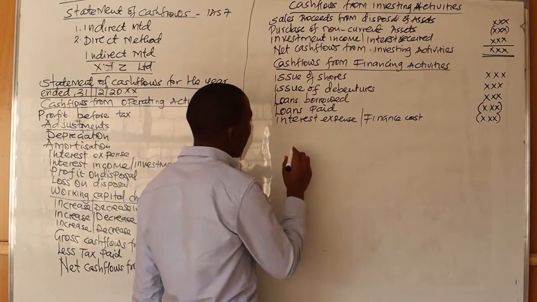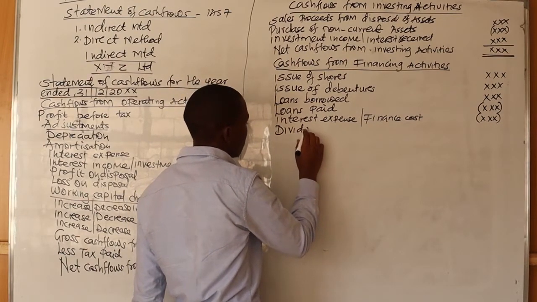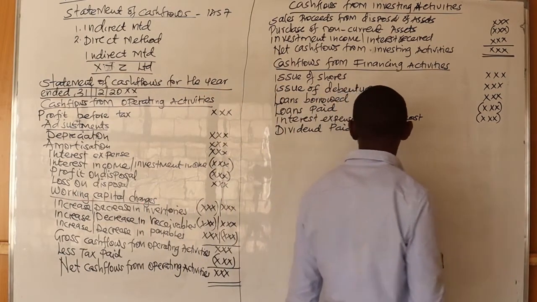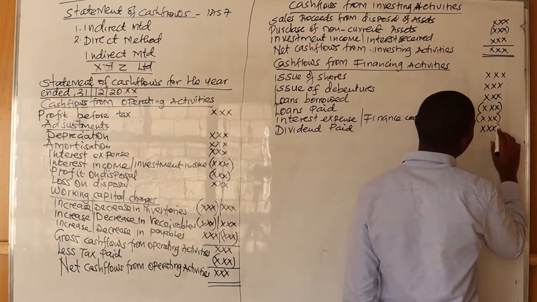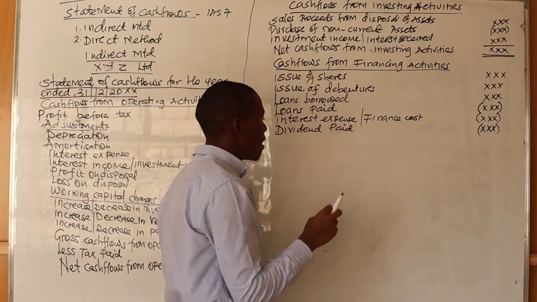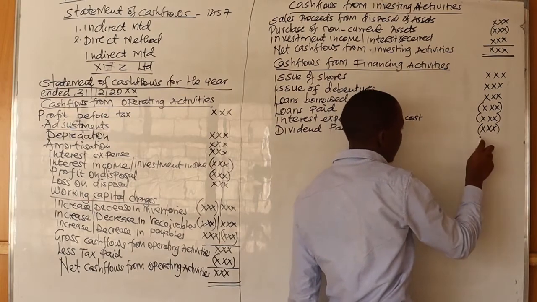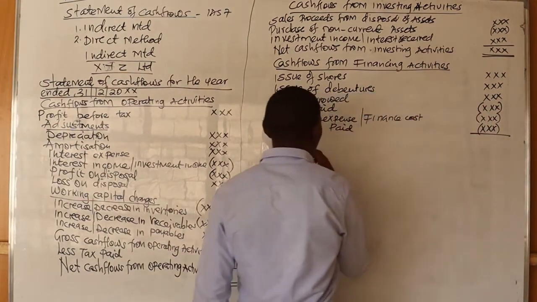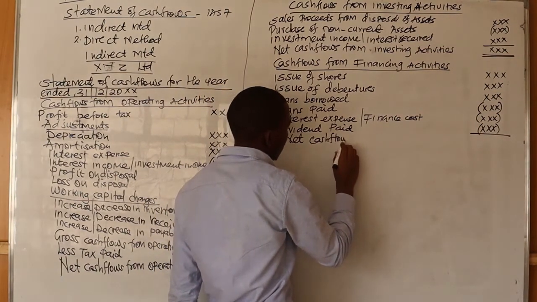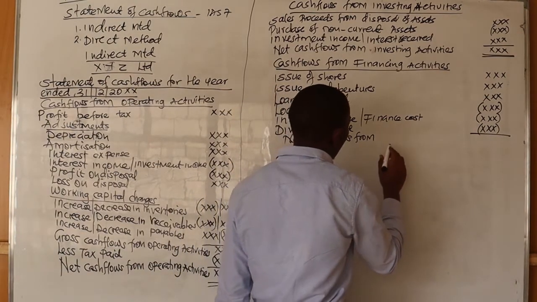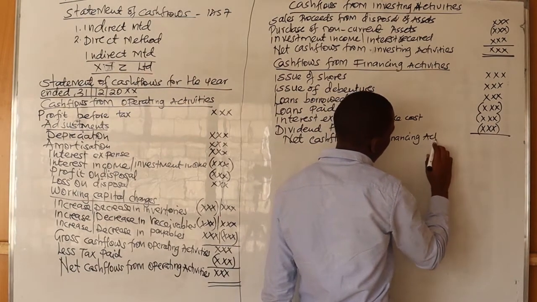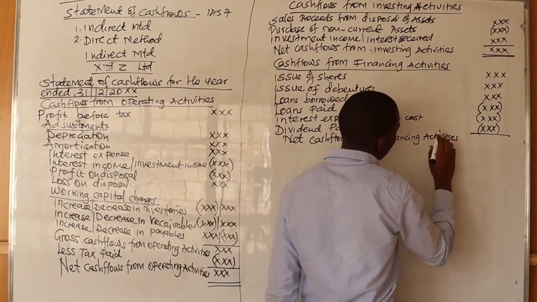And then the last one is now the dividend paid. Now, dividend paid in this case, they are paid to the ordinary shareholders or the preference shareholders. Therefore, they are expenses that will be incurred on the financing. And after that, you can now get the net cash flows from financing activities. The net cash flows from financing activities.